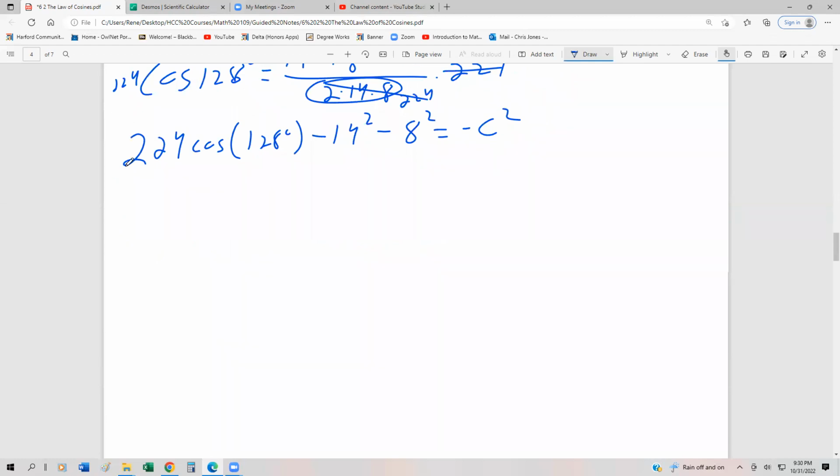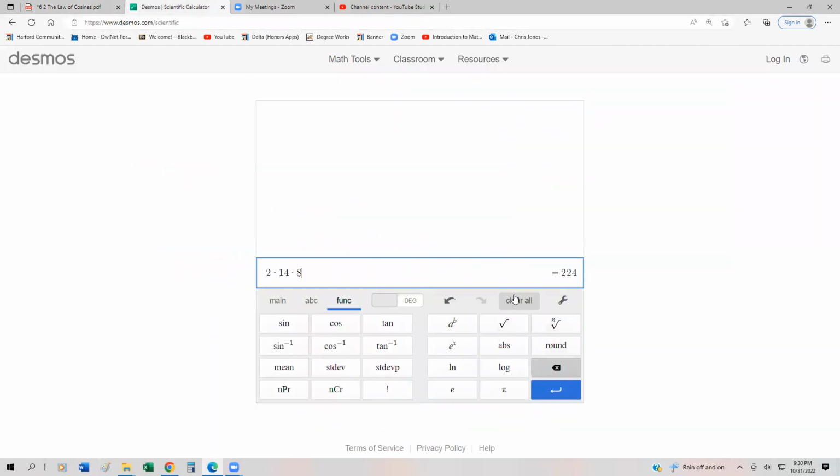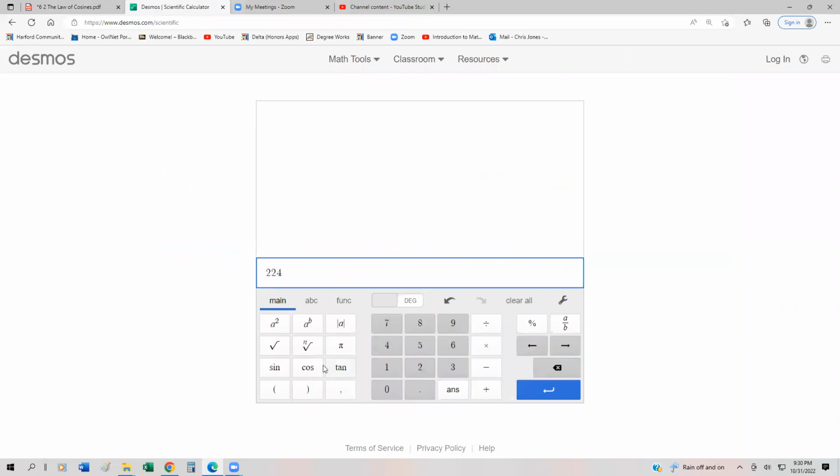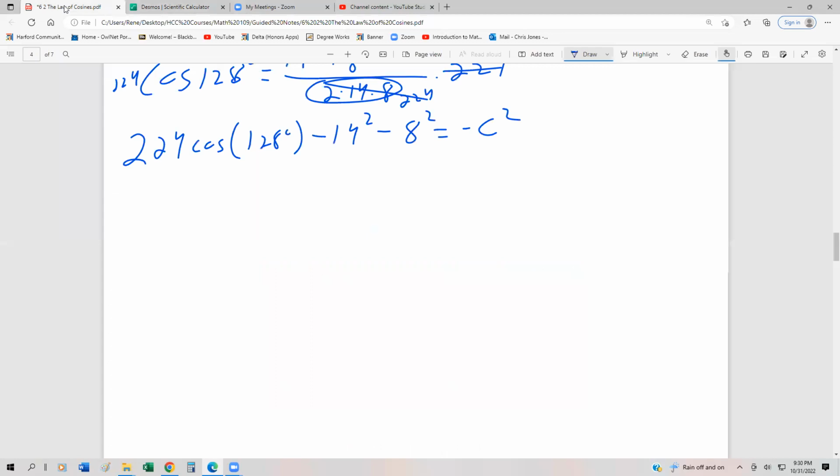Now let's compute this expression, okay? And we're just going to go into our calculator, and we're going to say 224 cosine of 128 minus 14 squared minus 8 squared. All right, and we get negative 397.91 is equal to negative c squared. We can divide both sides by negative 1, and now we can take the square root of both sides to get what c is, okay?